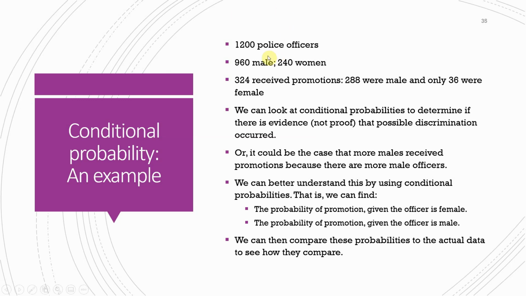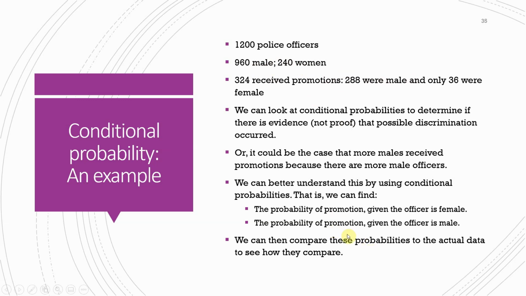So that's the example. We have 1,200 police officers, 960 are male, the rest are female. 324 received promotions, and of those, 280 were male and only 36 were female. You might look at this and think, gosh, so many more were males. That's unfair, right? There are only 36 females. But hang on, let's look at the distribution here. There are a lot more males than females. So on the surface, it's hard to figure out if there's a difference in getting a promotion depending on whether or not you're male or female. That's what conditional probabilities will tell us.